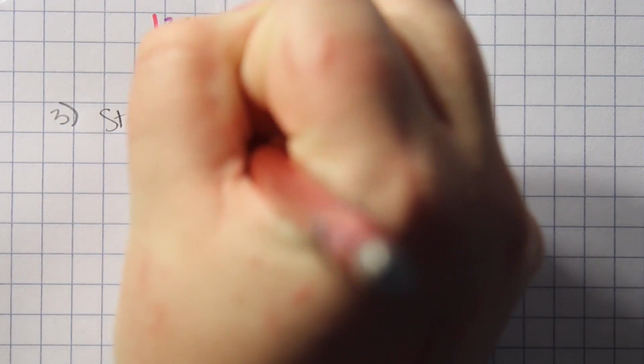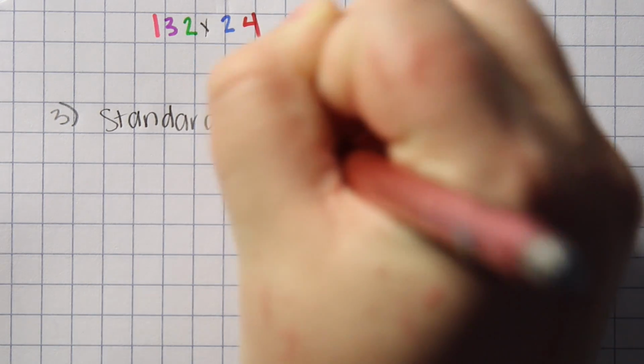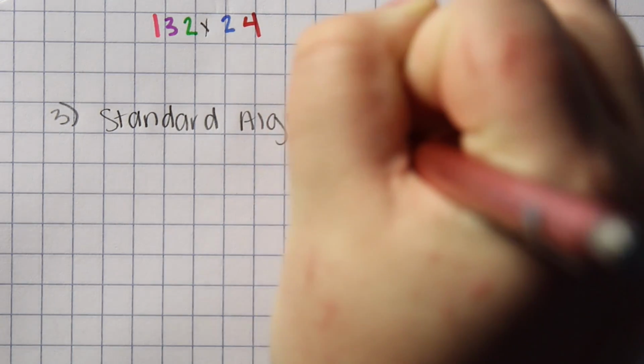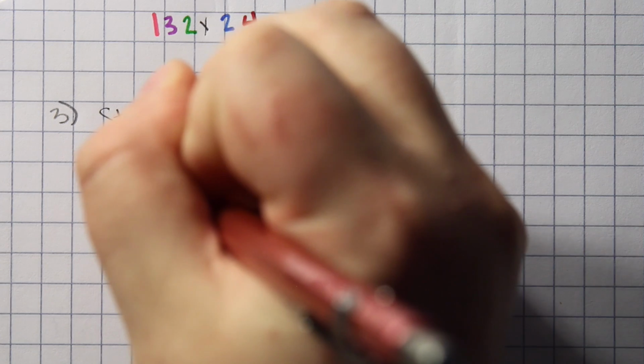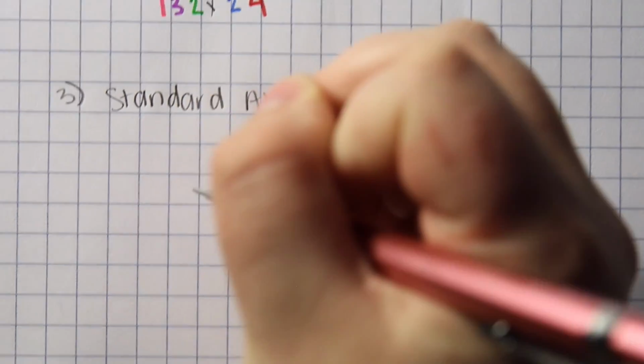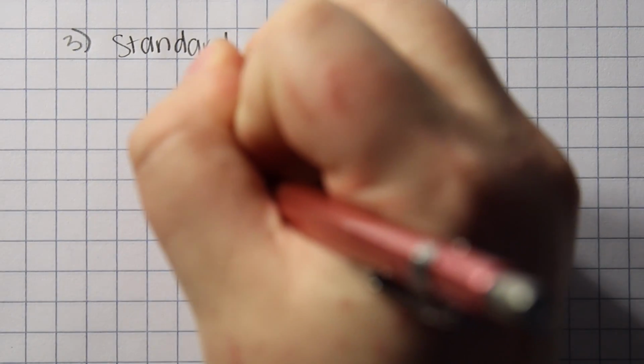The final strategy I'll be using with base 5 for multiplication is standard algorithm. So I'm going to go ahead and not color code at first, and we will as we progress through the lesson. So I'm going to write 132 times 24 vertically where the place values align with each other in each number.